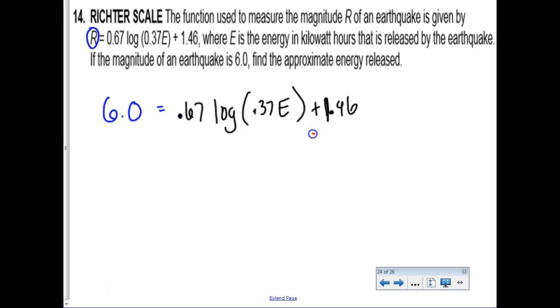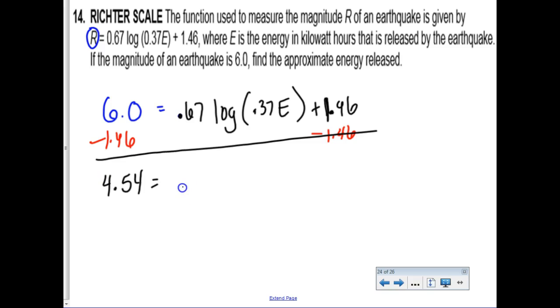Your first step is going to be to subtract 1.46. And already we got nasty decimals to work with, but whatever. Whoops. You know what? I have the wrong answer, because I think I didn't have the 1.46 on my work when I keyed it the first time. Can someone tell me? Because you know I can't do this in my head. Thank you. 4.54 equals 0.67 times the common log of 0.37e.